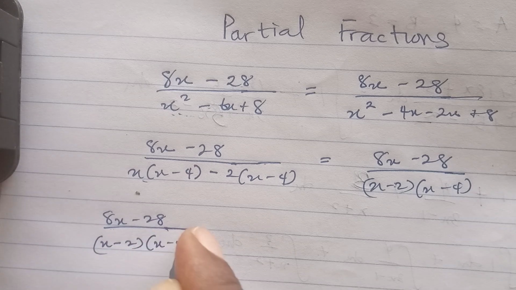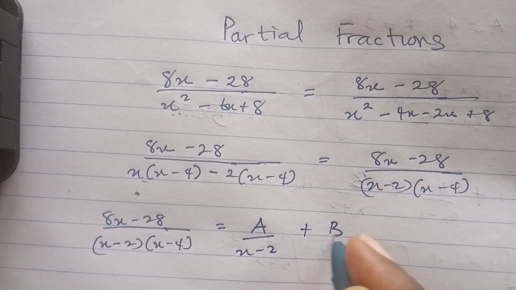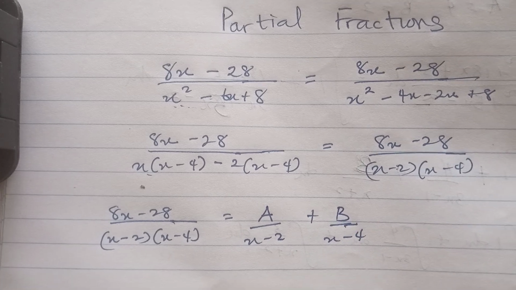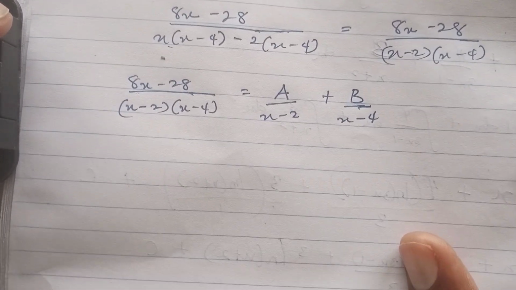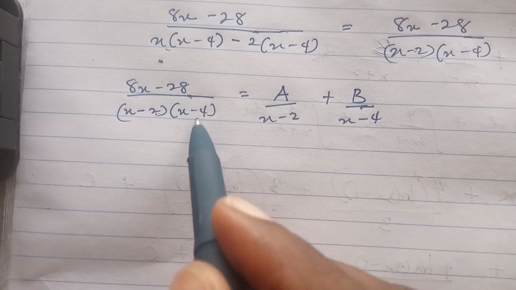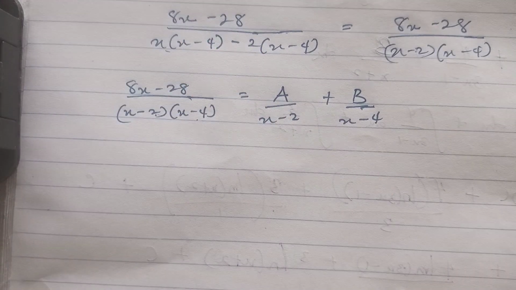Now that we have factorized the denominator, (8x minus 28) over (x minus 2)(x minus 4) equals A over (x minus 2) plus B over (x minus 4). A over x minus 2 and B over x minus 4. Why? Because the denominator can be factorized. Let's proceed. How do we get the values of A and B?